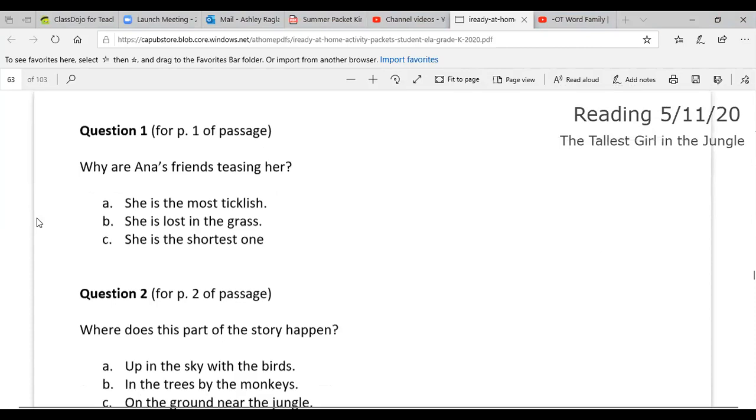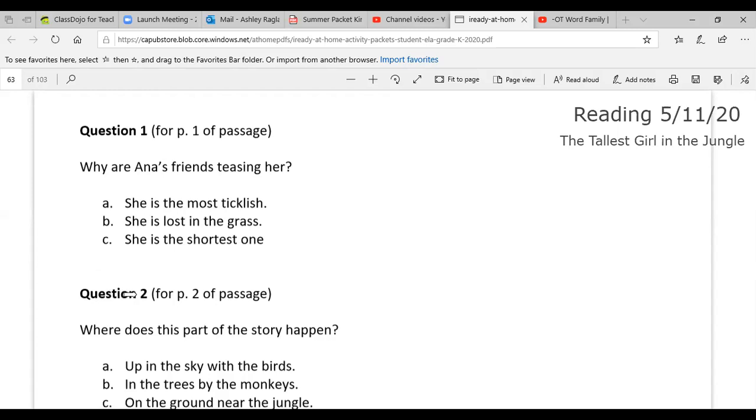Okay, so number 1, did you put C, she is the shortest one? Yeah, you should have put C, she's the shortest one. Because A, she's the most ticklish, doesn't make sense because they didn't even talk about her being ticklish, did they? So it's definitely C. They were making fun of her and teasing her for being the shortest one. C for number 1.